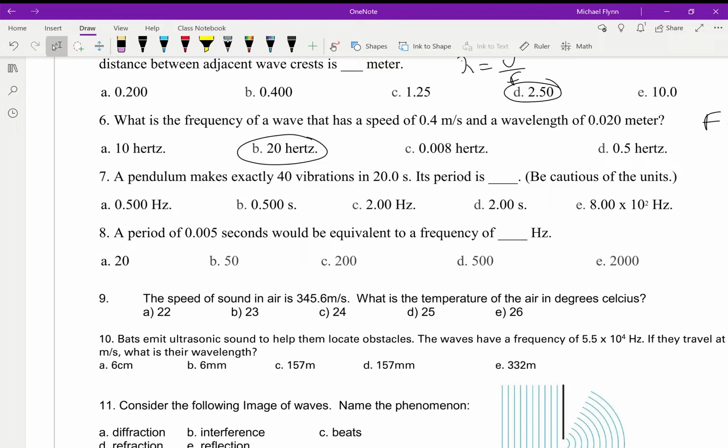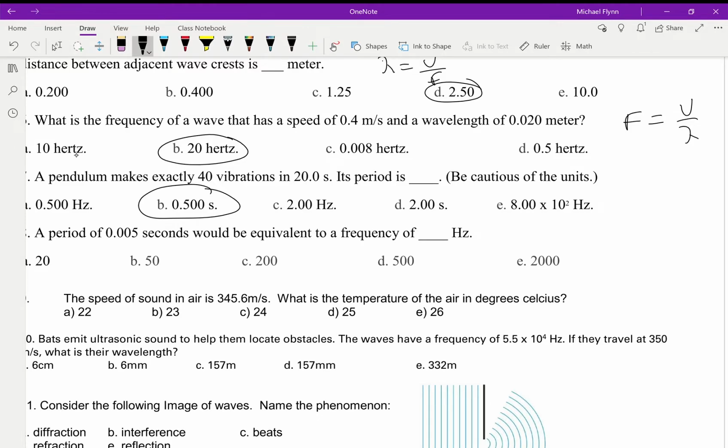Okay, a pendulum has 40 vibrations in 20 seconds. So its period would be 20 divided by 40, 20 seconds per 40 cycles, right? That's 0.5 seconds, okay? It's not 0.5 hertz. The period is 0.5 seconds, right?